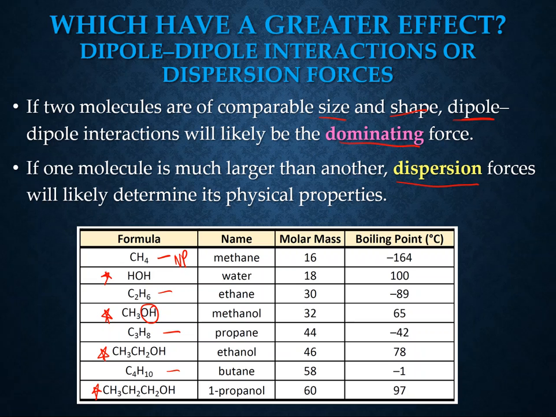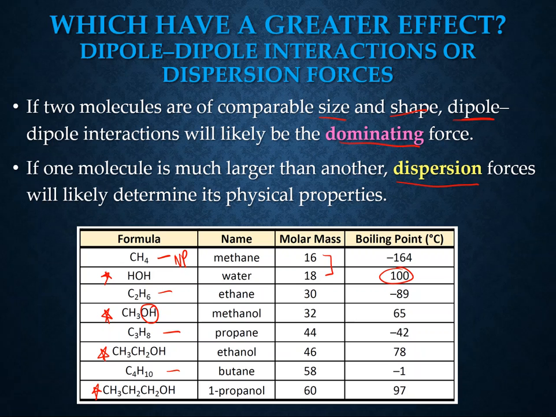Now they also have OH bonds, which is going to contribute to hydrogen bonding, which we're going to talk about in a minute. So they not only have London dispersion forces, they also have dipole-dipole forces and hydrogen bonding. But if you compare the ones that are of comparable size, like methane and water, which one has the higher boiling point? It's going to be the one with the dipole-dipole interactions.